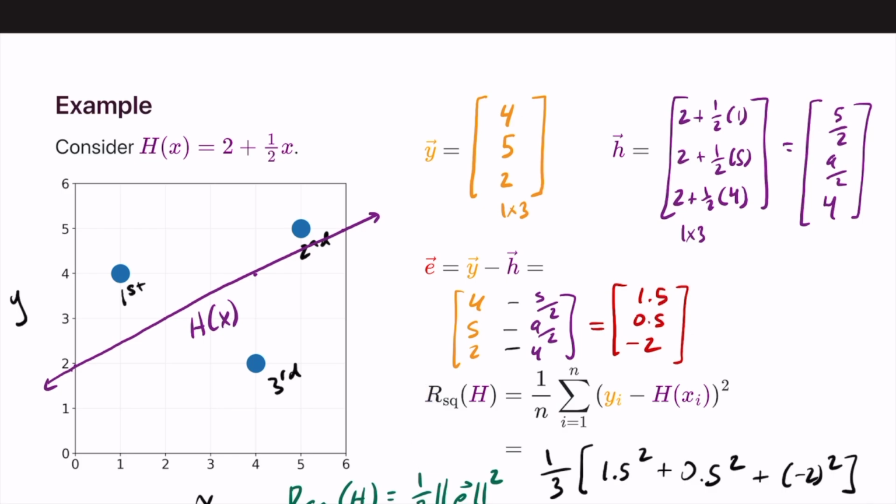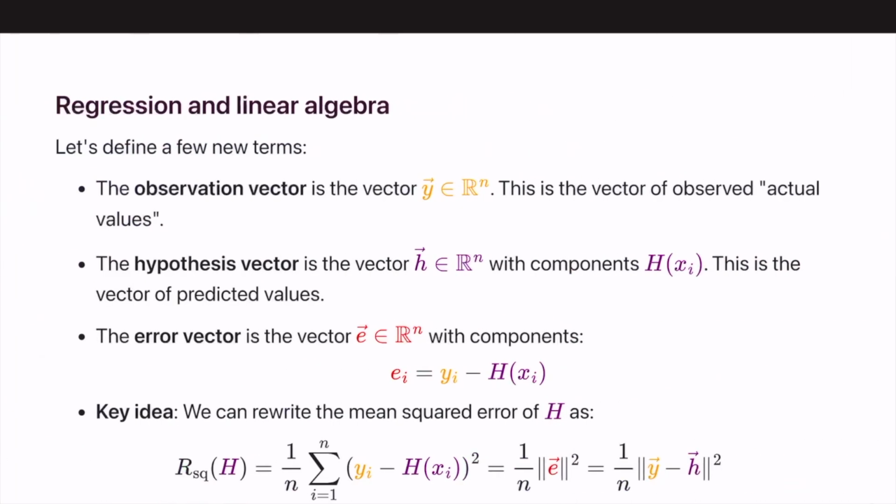All right, so this is the key idea. And just to solidify it even more, we have our three vectors. There are three new vectors: the observation vector, the hypothesis vector, which is just a result of our hypothesis function going through the motions of making predictions, and then our error vector, which represents the delta between the observation and hypothesis.